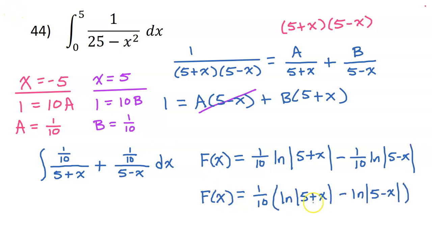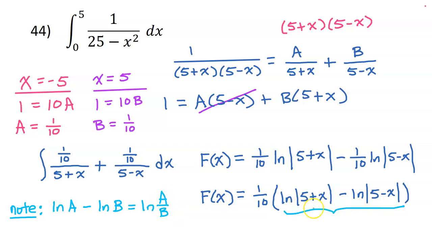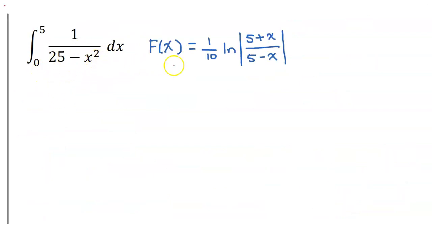Before we start finding those limits, let's simplify the antiderivative. We can start by factoring out the common factor of 1/10. Then, let's use our properties of logarithms. Remember that natural log a minus natural log b is equal to natural log a over b. So this part right here should be the same as natural log 5 plus x over 5 minus x inside of absolute value.